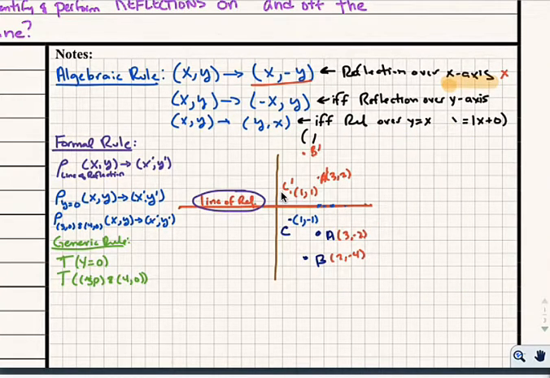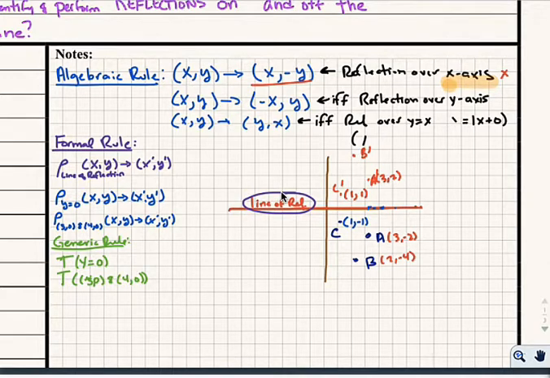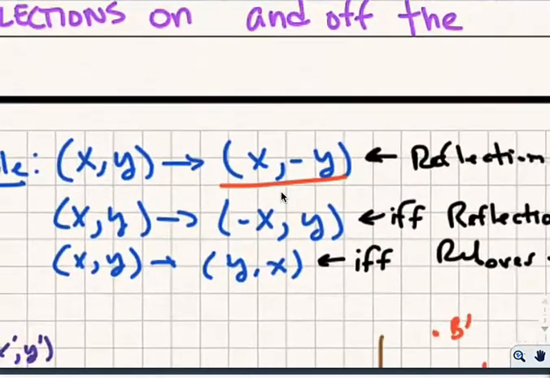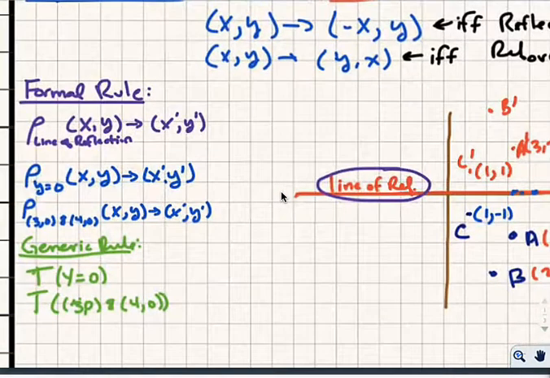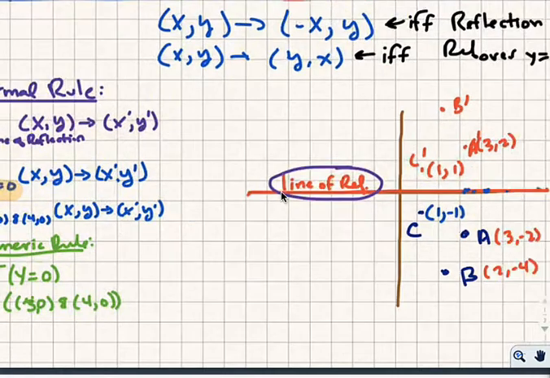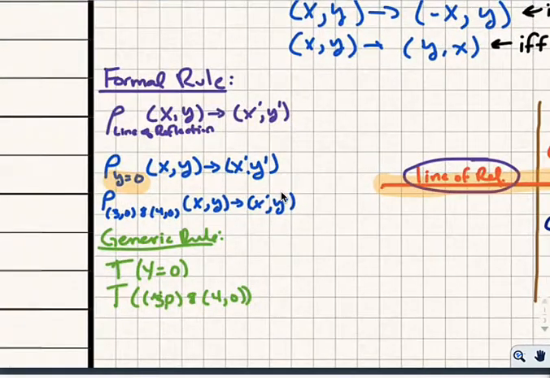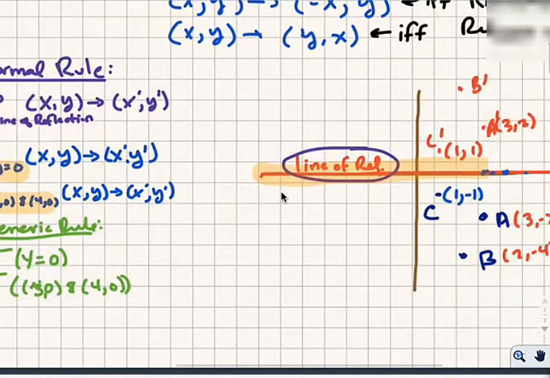So I could use the formal transformation rule. I can describe what's happening over here using this algebraic rule. I can also use any of these formal rules to describe the same thing. And just in case we weren't sure, when I say y equals 0, that's the actual equation of this line, which is the same thing as saying the line goes through those points, because those points occur on the line right here and right there.